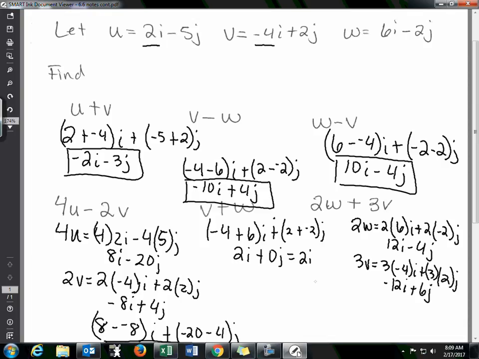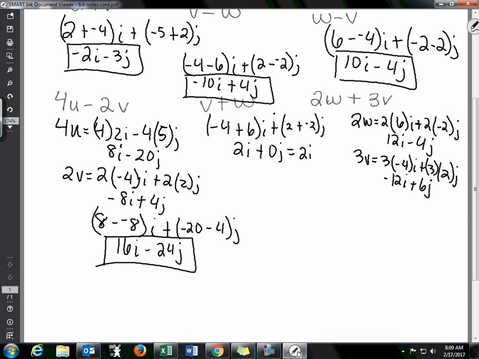Alright, so now I slide this up and I add. So when I add these two together, I get 12 plus negative 12, and I'll put that with i, plus negative 4 plus 6j. Well, negative 12 plus 12 is 0, so it's 0i, plus, and then negative 4 plus 6 is 2j. So remember, you can leave it like this, that's fine, or you can write it as just 2j.